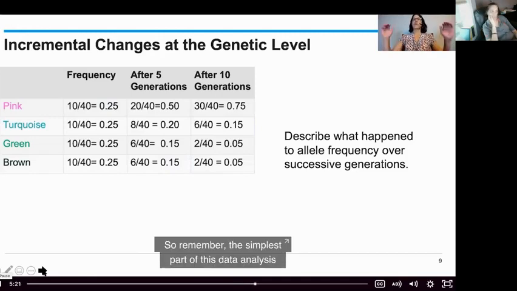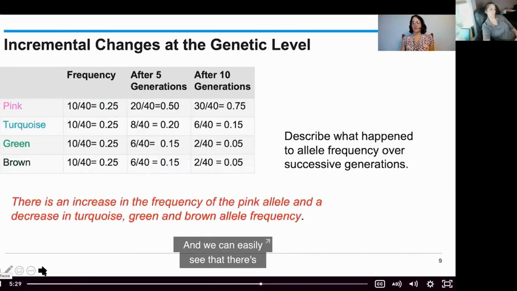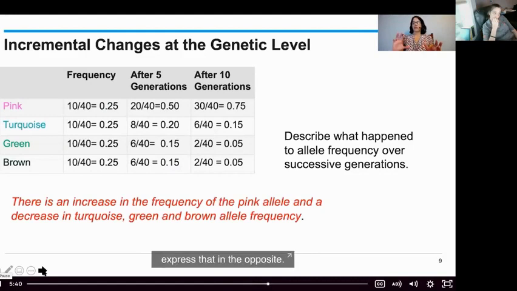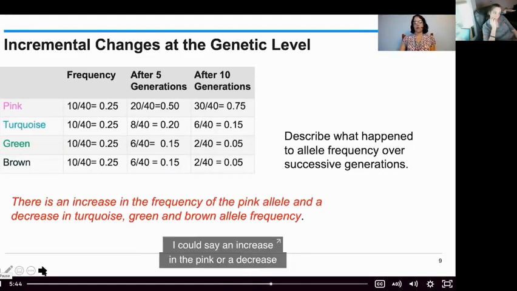So remember, the simplest part of this data analysis is to just describe what's happening in the data. And we can easily see that there's an increase in the frequency of the pink allele. If I'm describing this relationship on a free response question, I could always express that in the opposite. I could say an increase in the pink or a decrease in the turquoise, the green, and the brown.